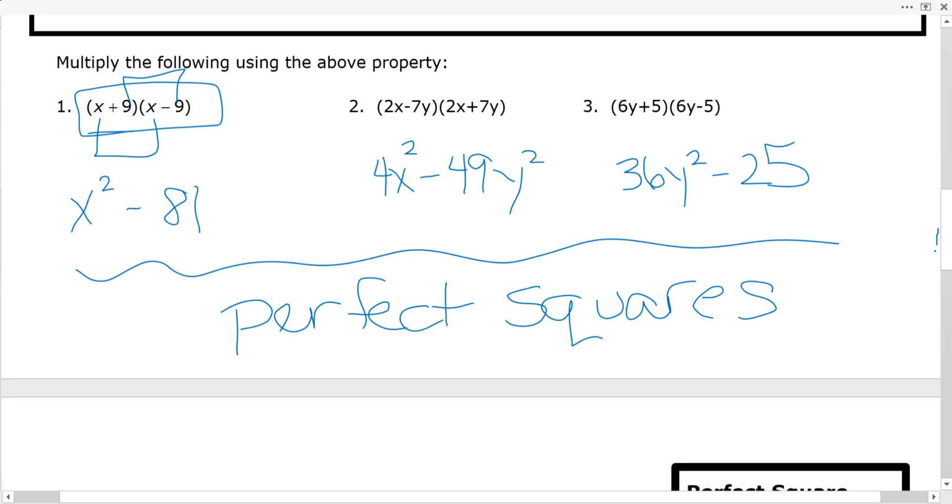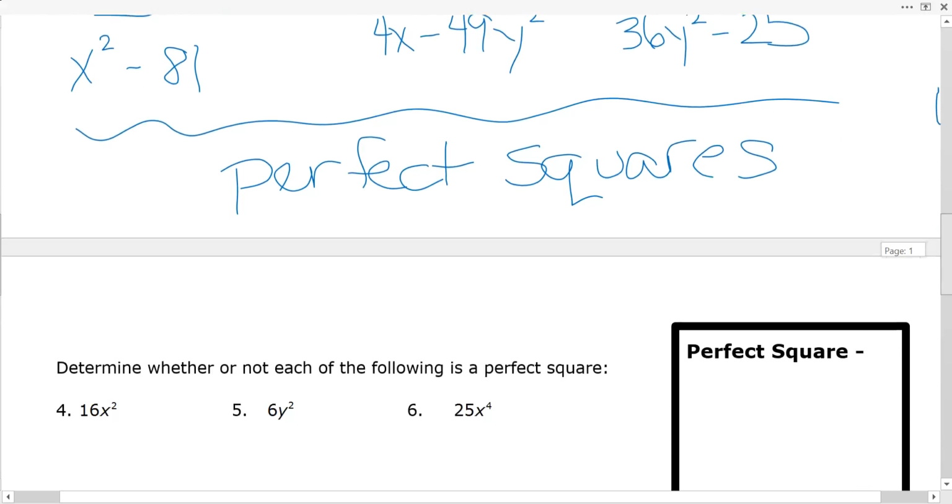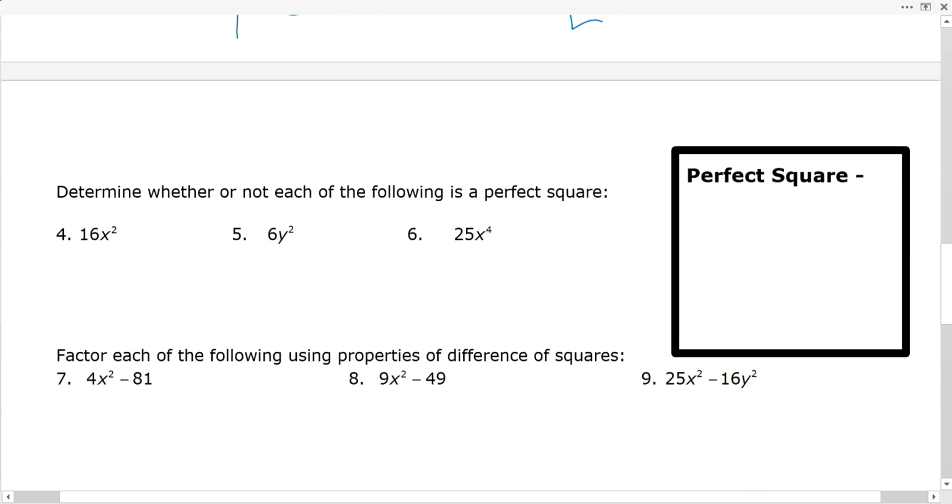What makes a perfect square? All right, this is a perfect square. This is not a perfect square. This is a perfect square.